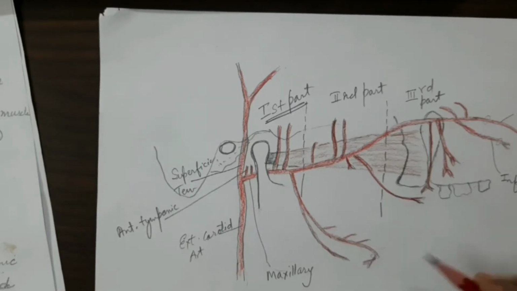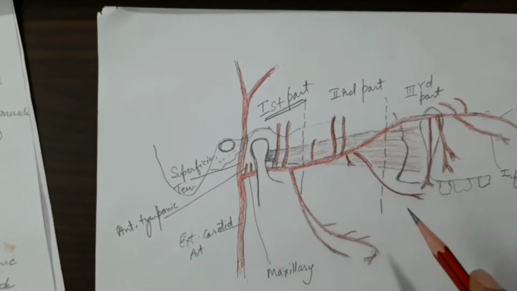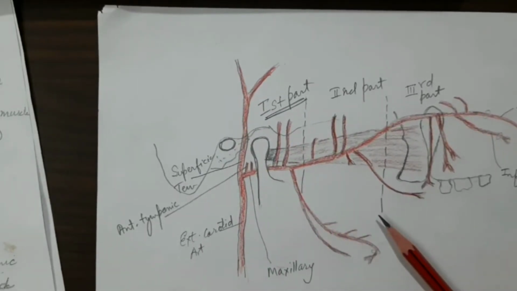So this goes through the pterygotympanic fissure. It will be going inside the middle ear by the pterygotympanic fissure. Just write down pterygotympanic fissure.